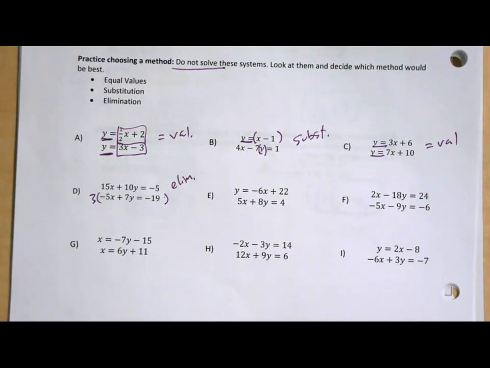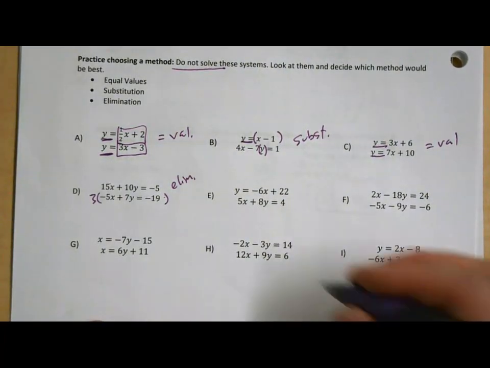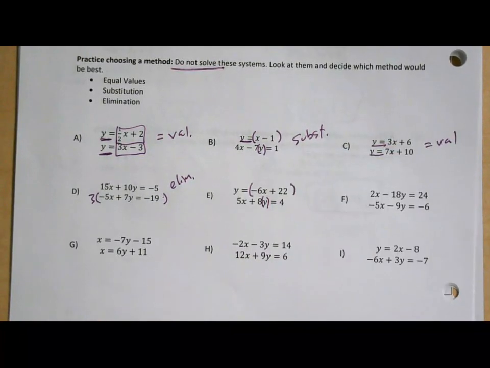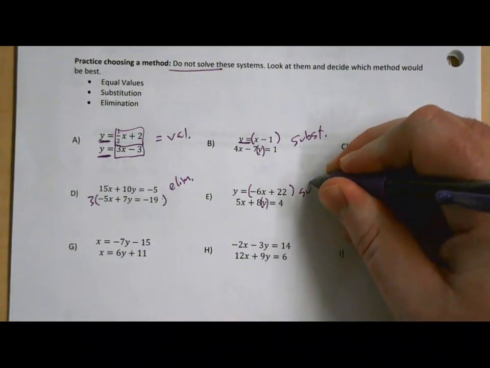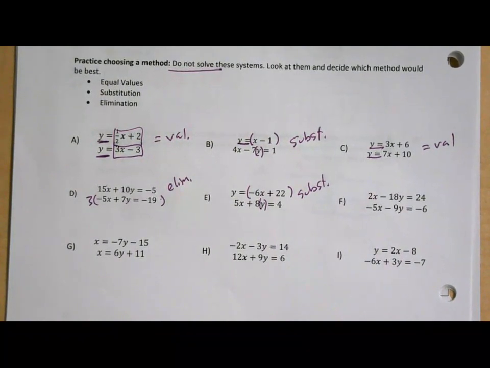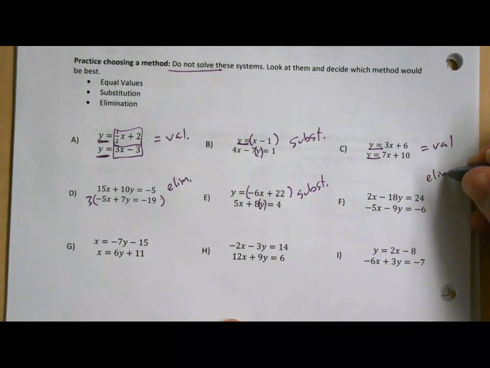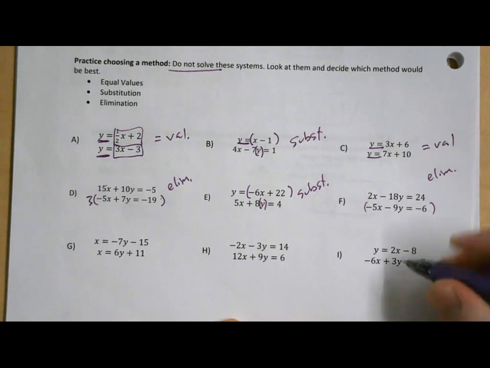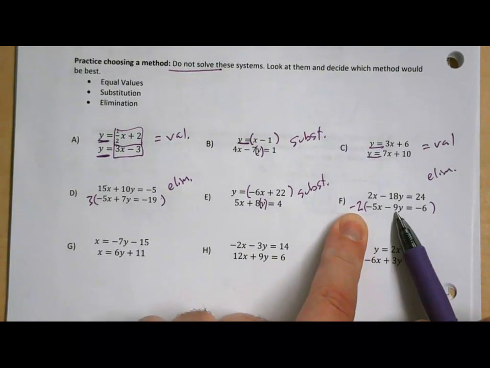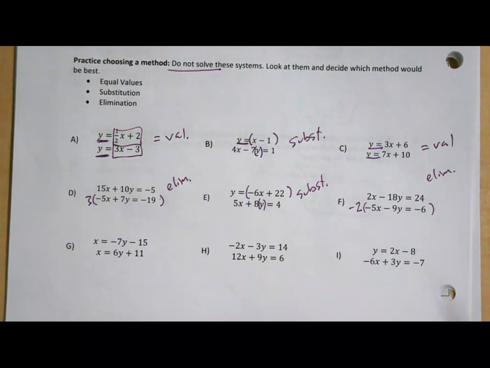What about E? That looks like substitution. I'd probably take this and stick it in for y in the second equation. That's a substitution problem. What about F? F is elimination. Would you be multiplying your top or bottom equation by something? Bottom one by negative 2. Negative 2 would get us a positive 18y here, and that would cancel with that negative 18y.